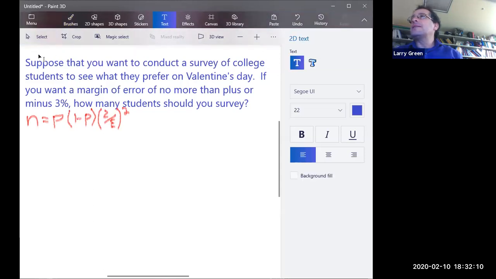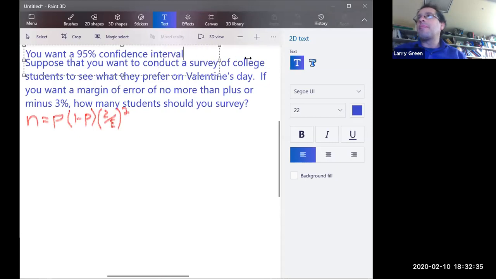If you want, let's say, a 95% confidence interval, I did forget to mention that. So Z is going to be the Z corresponding to that 95% confidence interval, and I'll show you in a minute how to get that. E is the margin of error. So let's do the easy stuff first.